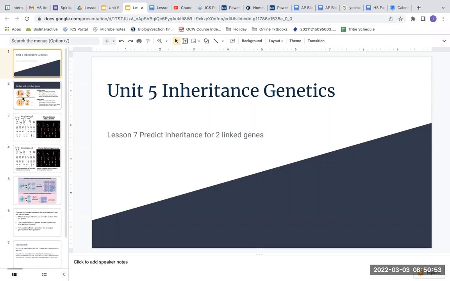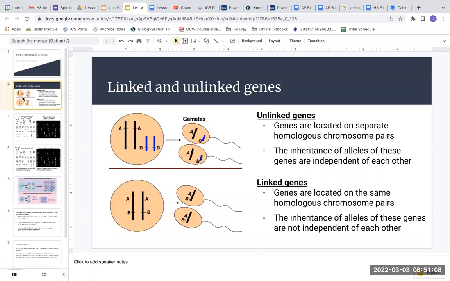All right, so this is your inheritance genetics lesson 7, where we will look beyond just predicting inheritance for two unlinked genes, and we're now going to look at linked genes. Last lesson, we looked at unlinked genes, which means two different genes are lying on two different pairs of chromosomes. Whereas linked genes are actually located on the same homologous pair of chromosomes.